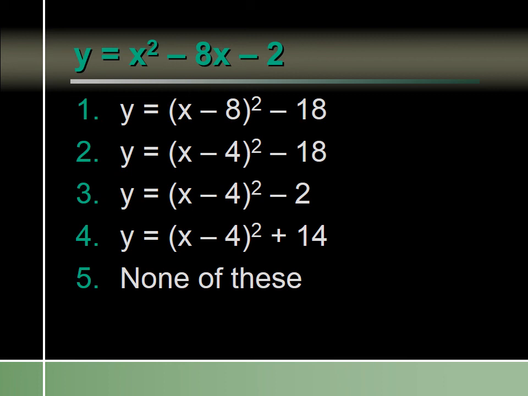Alright, so I would like you to go ahead and pause the video now and try this problem on your own. You're going to try y is equal to x squared minus 8x minus 2. Go ahead and use the steps and use the example that I just did to help you. And these are your choices here. You have option 1, 2, 3, 4, or none of the above. One of these is going to be the correct answer. So go ahead and work it out and select which one you think the answer is.